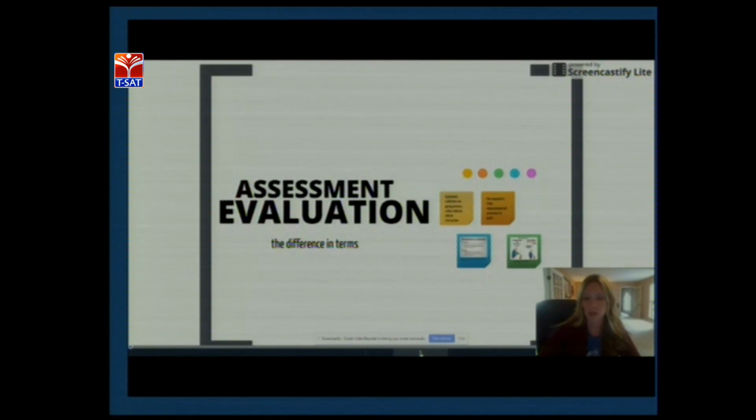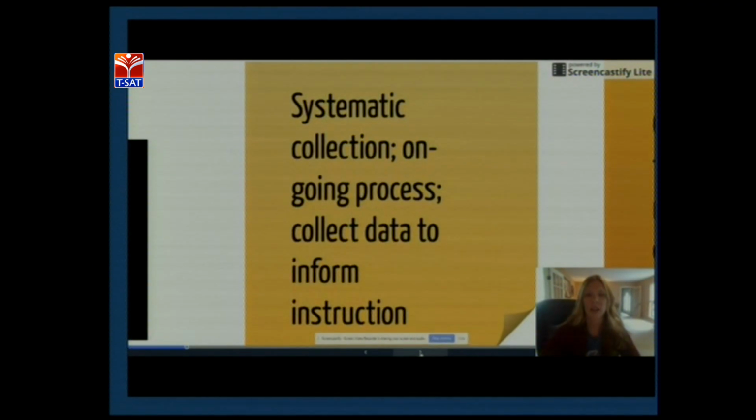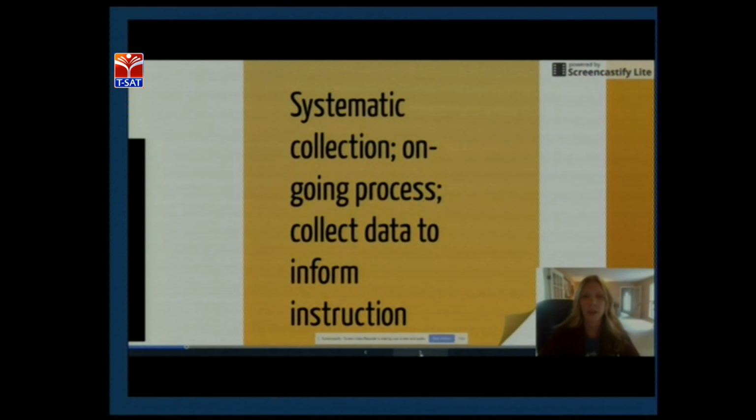So assessment is a systematic, ongoing collection of data in order to inform instruction. So it's these little small things that you're doing along the way to check for understanding. That's why it's an ongoing process. Systematic means that there's a structure to it, there's a pace to it. And again, you're collecting these pieces of information in order to inform your instruction. So let's say you're teaching a lesson, you're going to stop, you're going to ask a question.